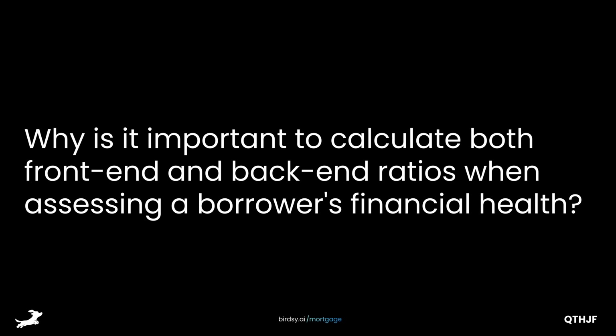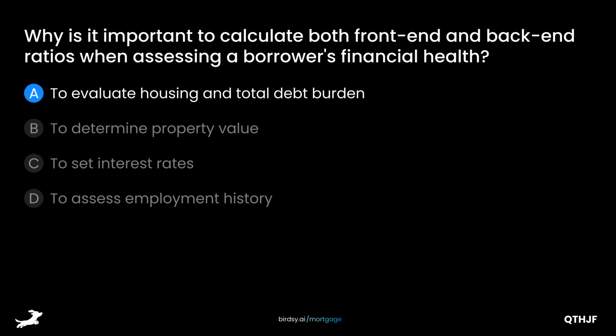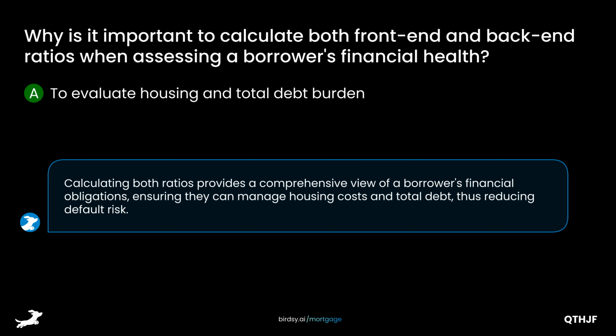Why is it important to calculate both front-end and back-end ratios when assessing a borrower's financial health? Is it A, to evaluate housing and total debt burden, B, to determine property value, C, to set interest rates, or D, to assess employment history? The answer is A, to evaluate housing and total debt burden. Calculating both ratios provides a comprehensive view of a borrower's financial obligations, ensuring they can manage housing costs and total debt, thus reducing default risk.